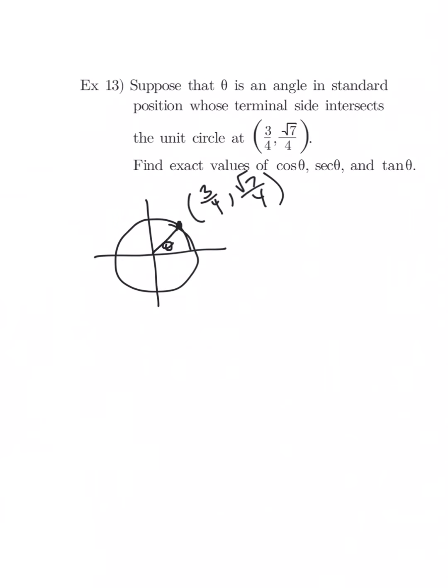The problem is asking us to find cosine, secant, and tangent. So this is just practice on what the definition of those items are in the unit circle. Remember, we defined the cosine of theta to just be the x coordinate in a unit circle. So the cosine of this theta is the x coordinate, 3/4. Done. You don't have to do anything else to it. Secant of theta, secant is always the reciprocal of cosine. So if cosine is 3/4, then secant is 4/3.